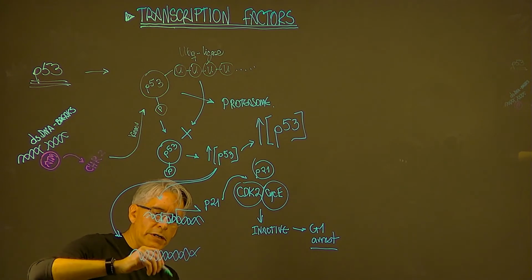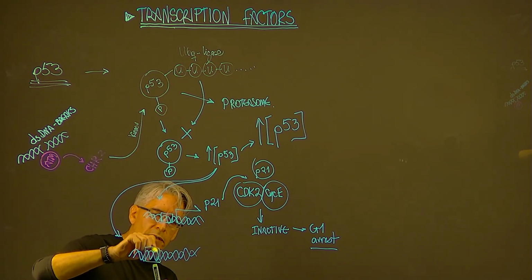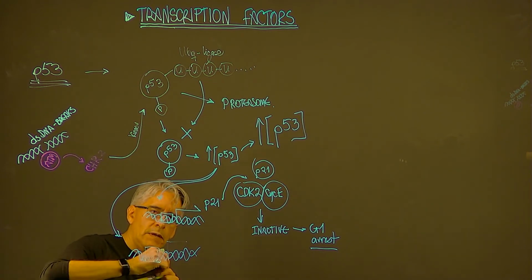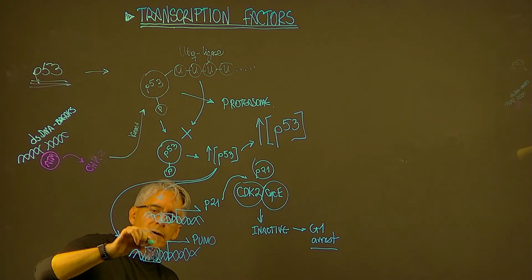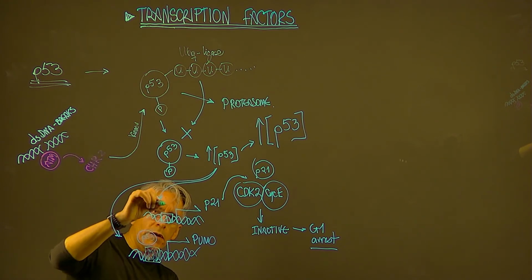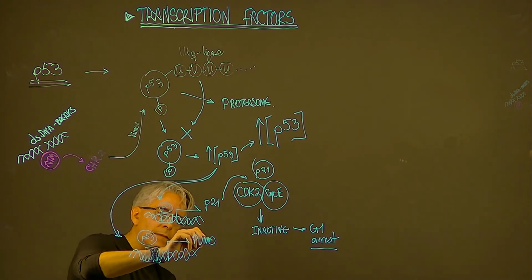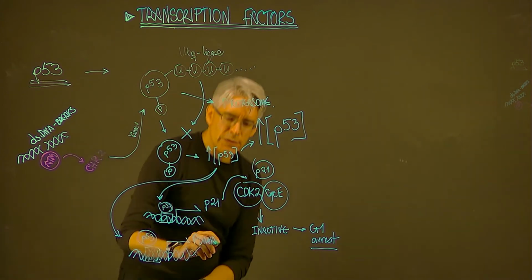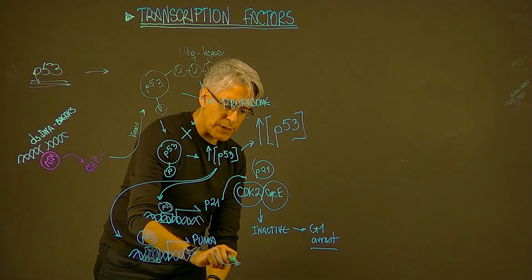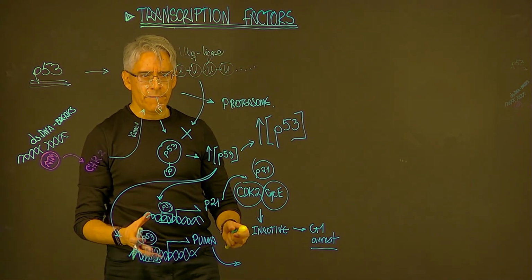So the promoter regions for these other genes, so this is the promoter for a gene known as PUMA. p53 will now activate that promoter, not only the promoter for p21, but also a promoter for PUMA. And PUMA is one of the pro-apoptotic BCL2 family members.